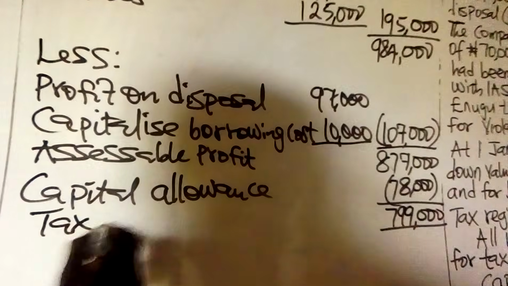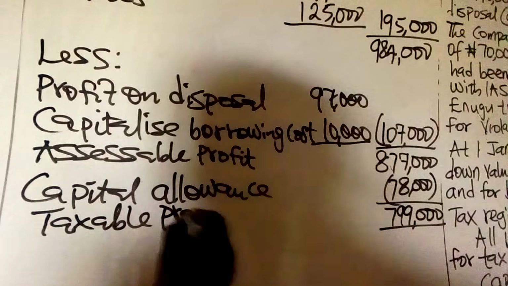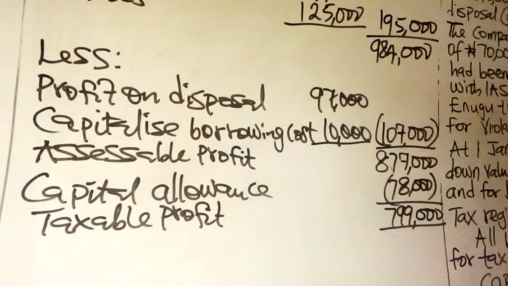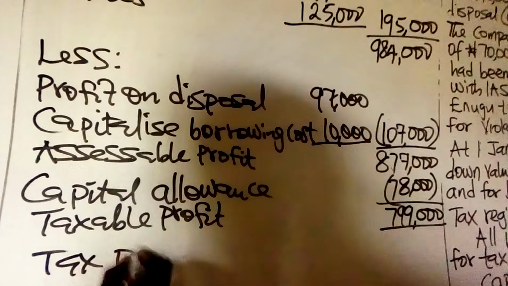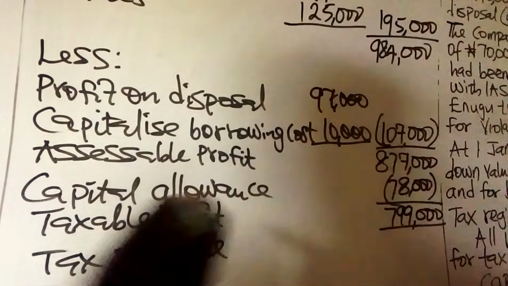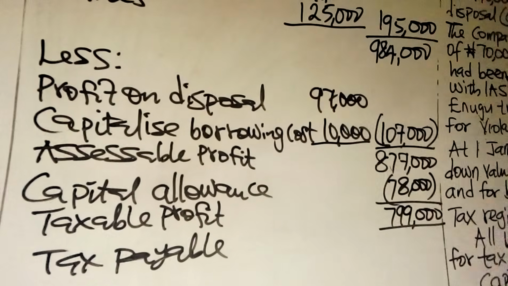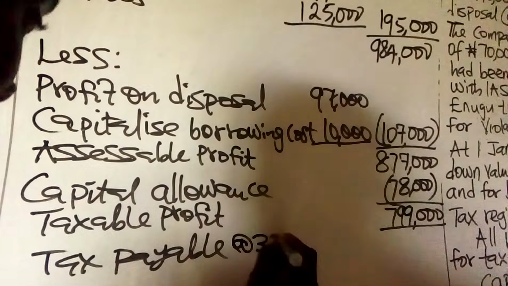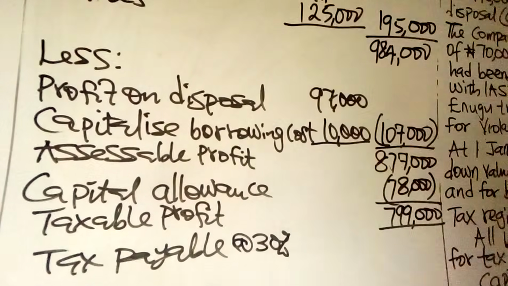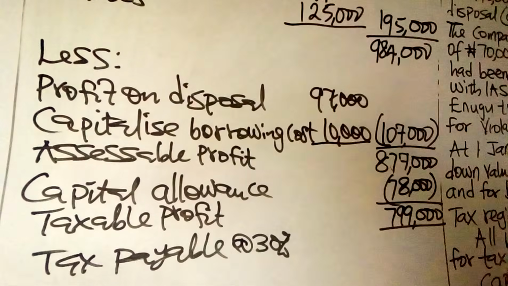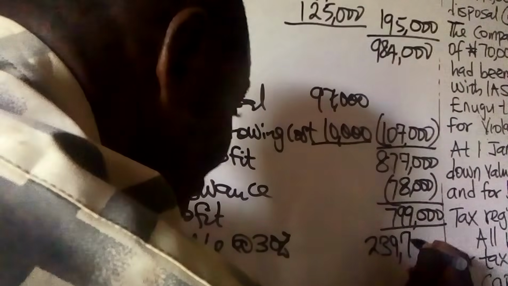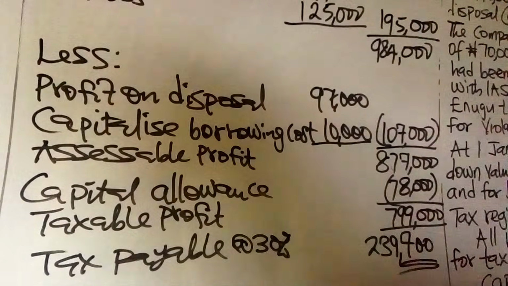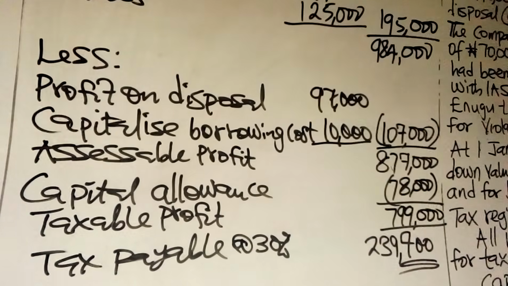Taxable profit. Then you now apply your tax rate on the taxable profit, then you get tax payable. The tax rate is 30%. 30% of 799,000, then you have 239,700. That is the tax payable. That is the solution to the first worked example.